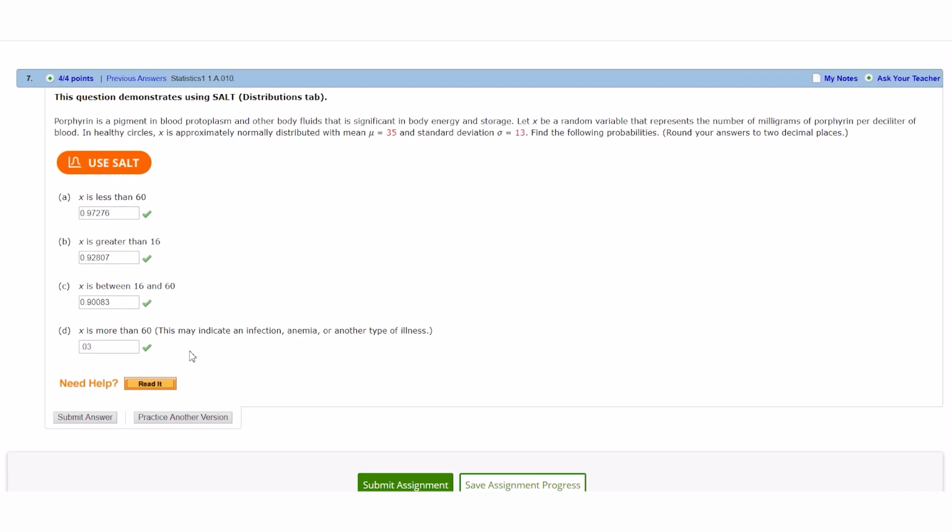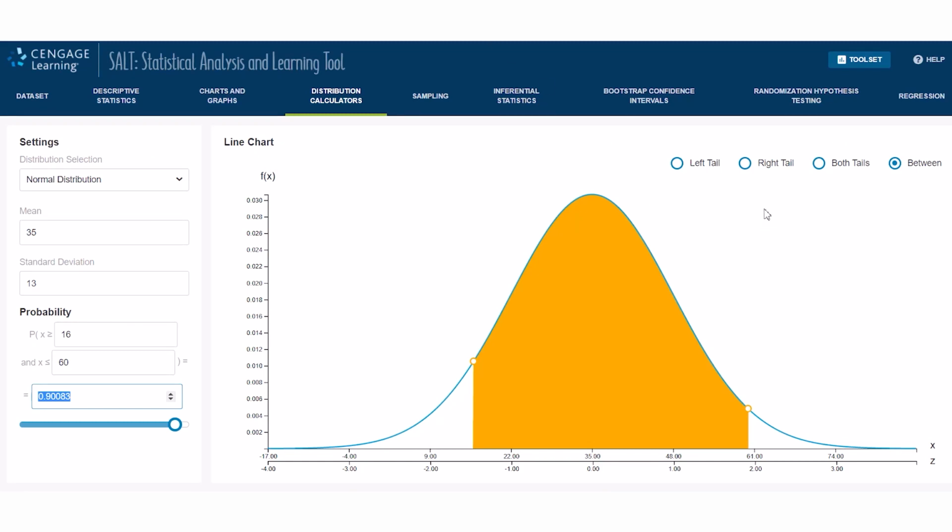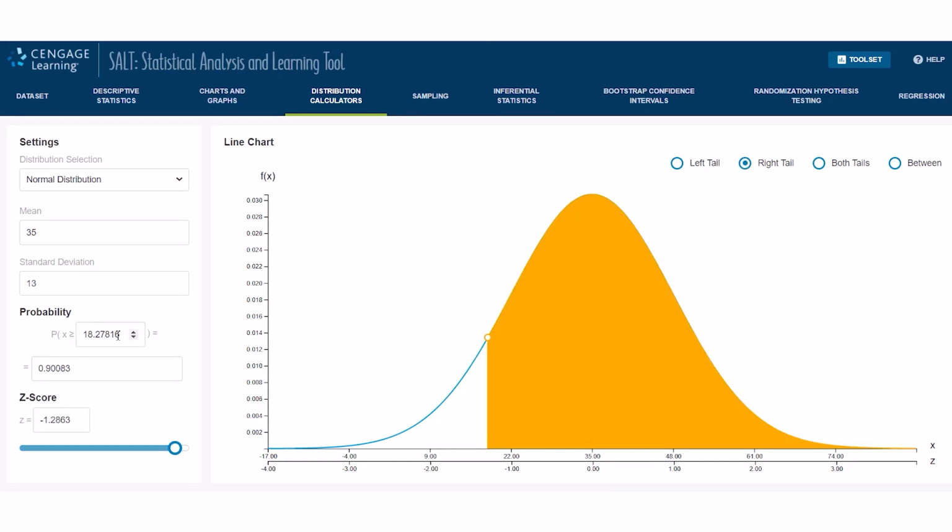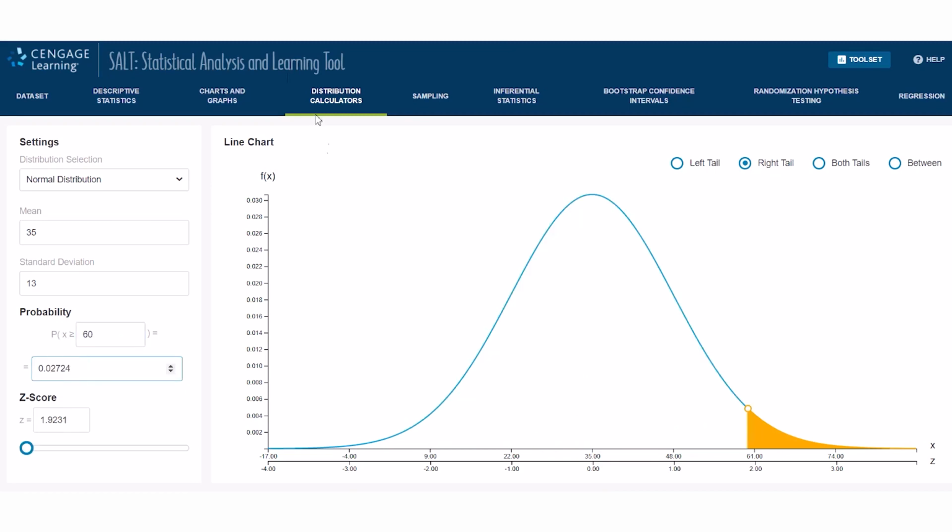And lastly, the student is asked to calculate x is more than 60. So, student would select right tail, and would enter in the value here of 60, and their answer is here.